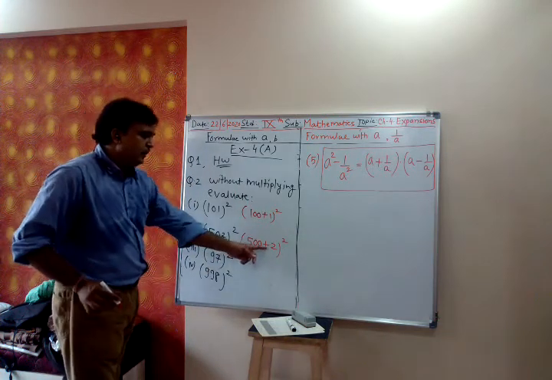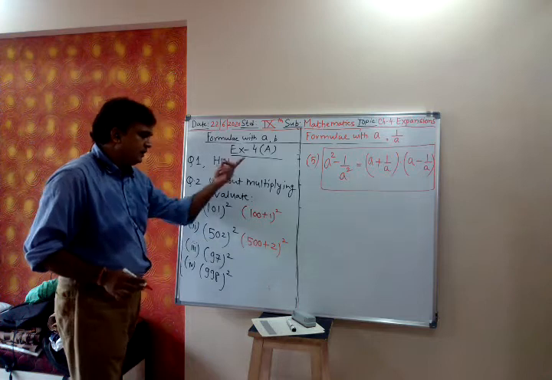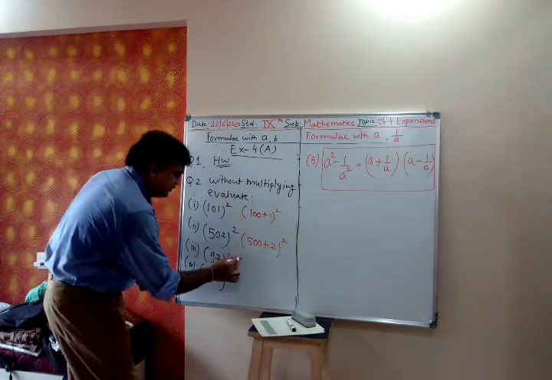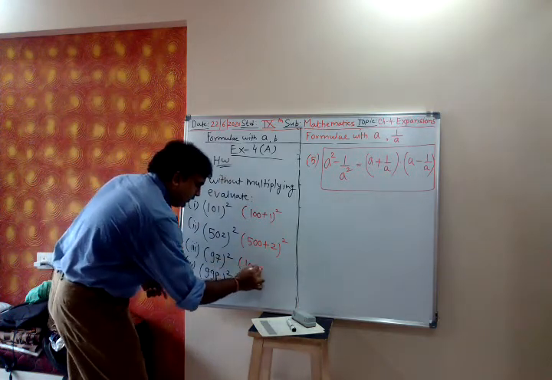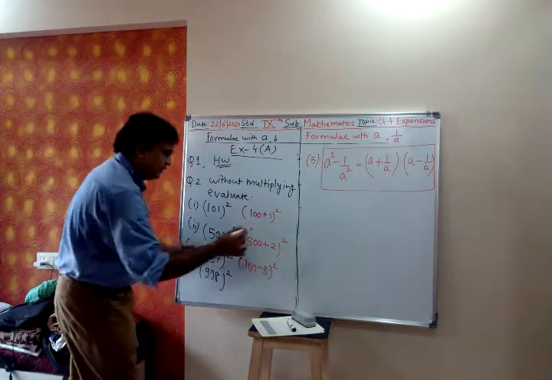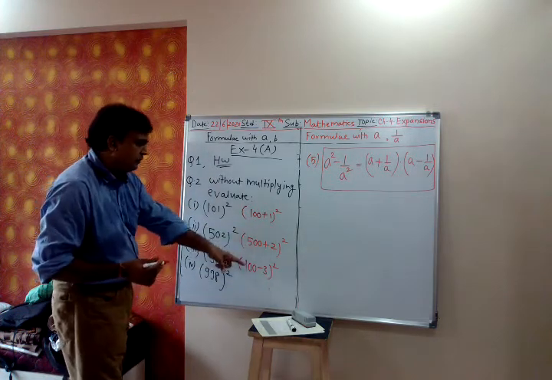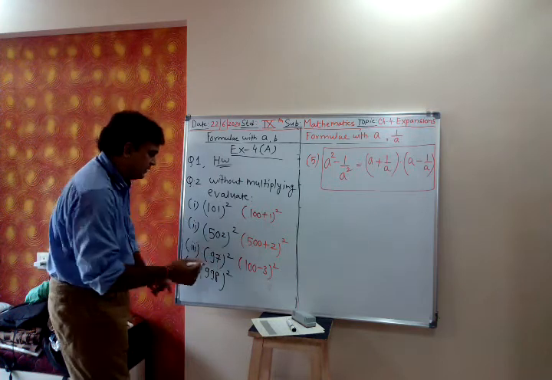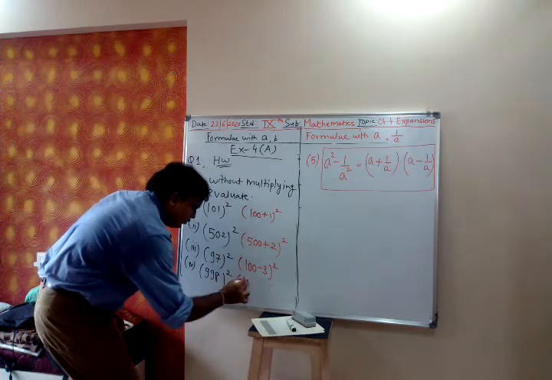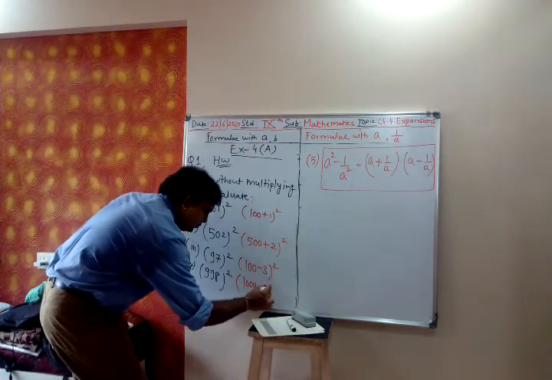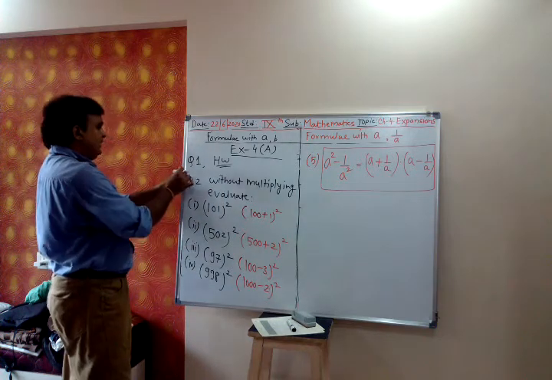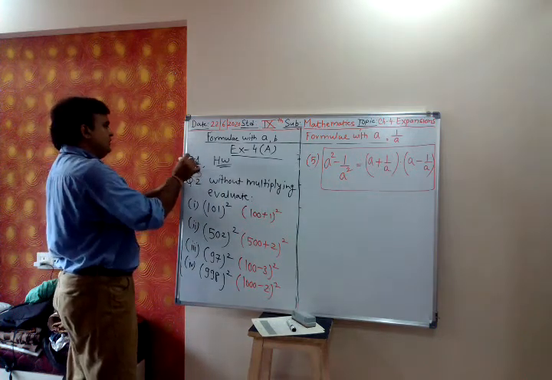A plus b whole square, a square plus 2ab plus b square. Simplify. 97 you will write 100 minus 3, so that is also a minus b whole square, a square minus 2ab plus b square. So this second will be homework. First is homework.